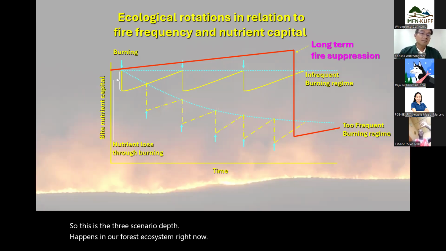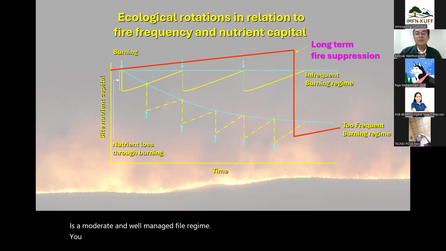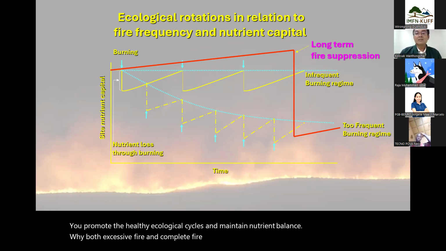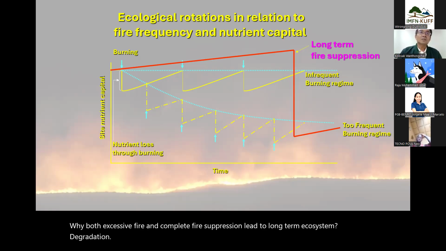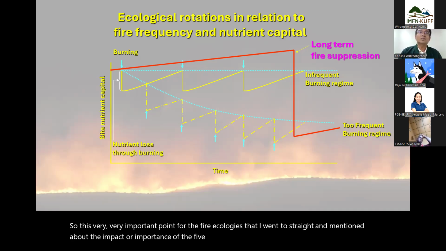So the message from this diagram is that a moderate and well-managed fire regime will promote healthy ecological cycles and maintain nutrient balance, while both excessive fire and complete fire suppression lead to long-term ecosystem degradation. This is a very important point for fire ecology that I would like to stress: the importance of fire frequency to ecosystem health.